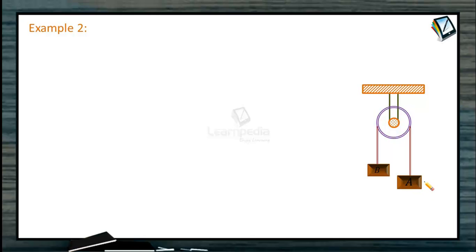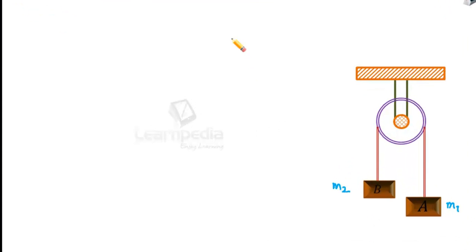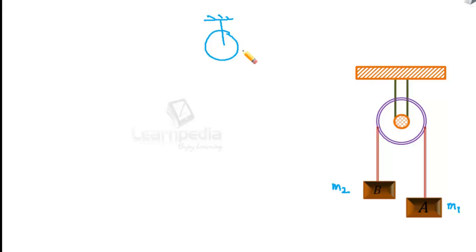Let me call this mass as M1, this mass as M2, correct? So let us see the constraint. This is a fixed position. This is a pulley. So we will locate the position of mass M1 and the position of mass M2. So let us consider this is M1. This body is of mass M2.